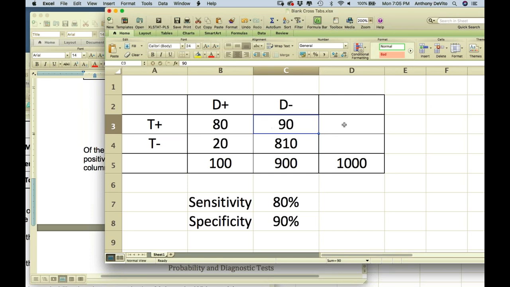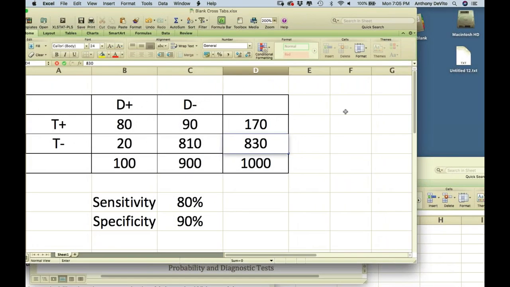Excellent. Now, how many people tested positive? 170. Okay, good. And how many tested negative? 830. That should add up to 1,000, and it sure does. So now I'm going to put something else over here. I'm going to call it the positive predictive value, and down here, negative predictive value. I'm going to ask you, out of the 170 people that tested positive, how many of them actually have the disease?